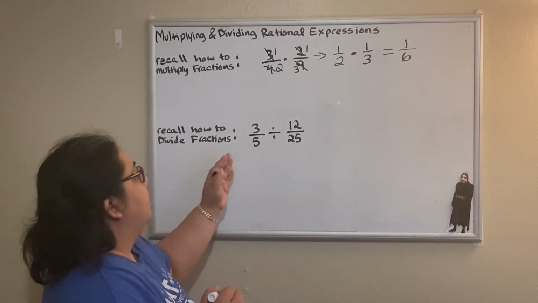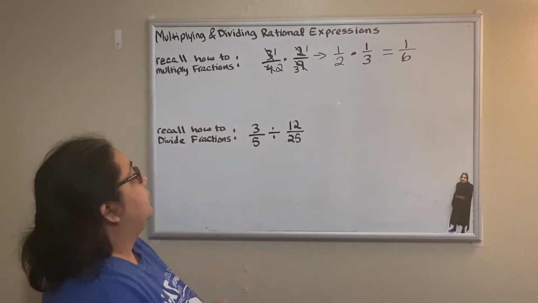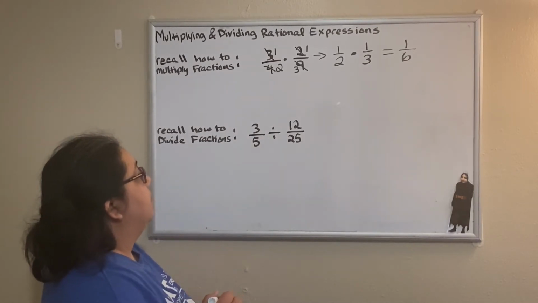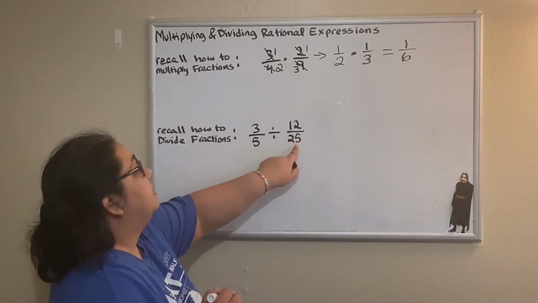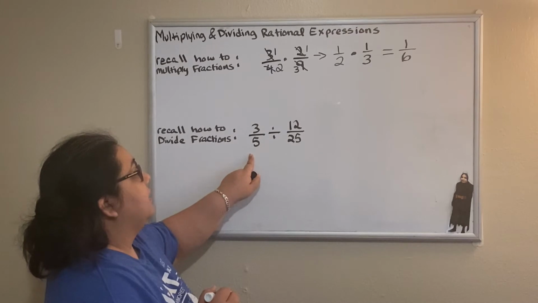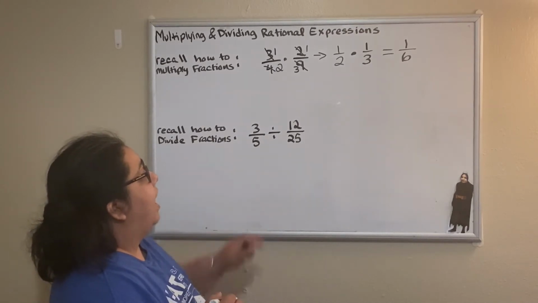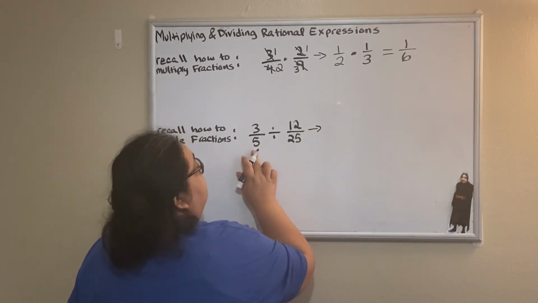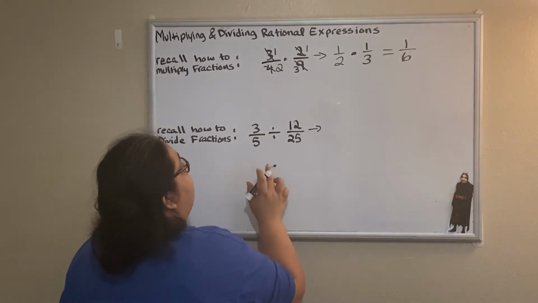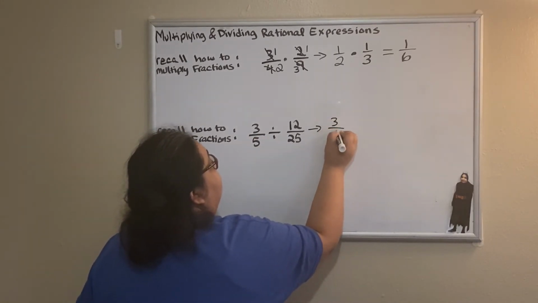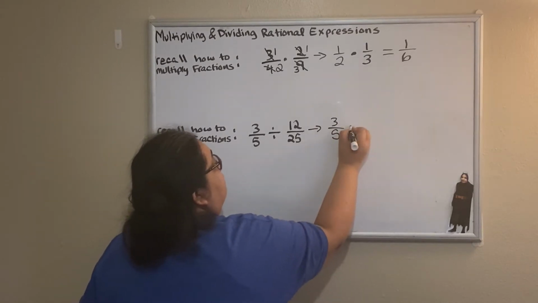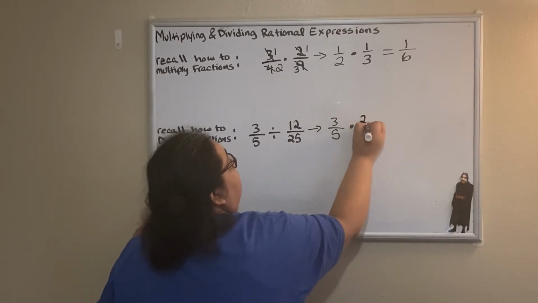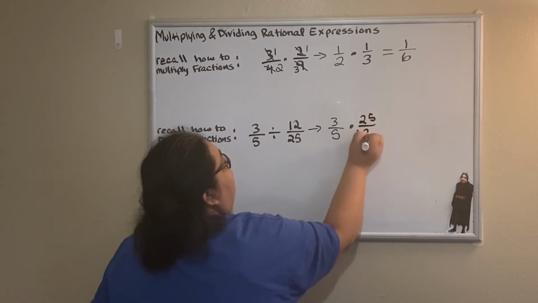And now we're going to do the same thing with division. The only difference between multiplication and division is we need to change the division symbol into a multiplication symbol and then take the reciprocal of the second fraction. Not the first fraction, the second fraction, the fraction we're dividing by. So we're going to rewrite this. The first one is still going to be the same. Remember, now we're dividing fractions. So we're still going to have 3/5. We're going to change division to multiplication. We're going to take the reciprocal of the second fraction. So we're going to write 25 over 12.